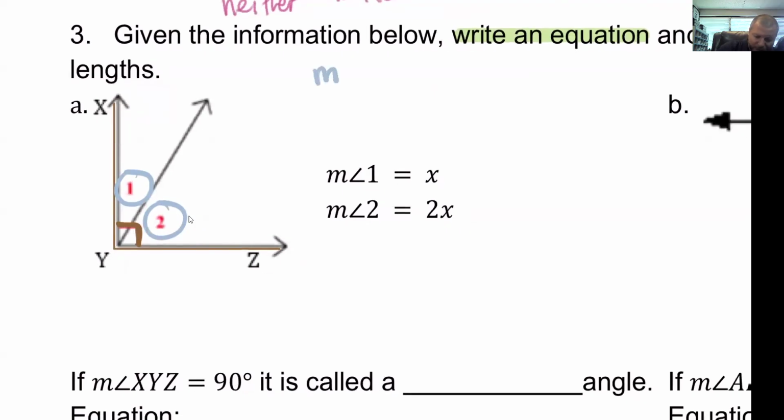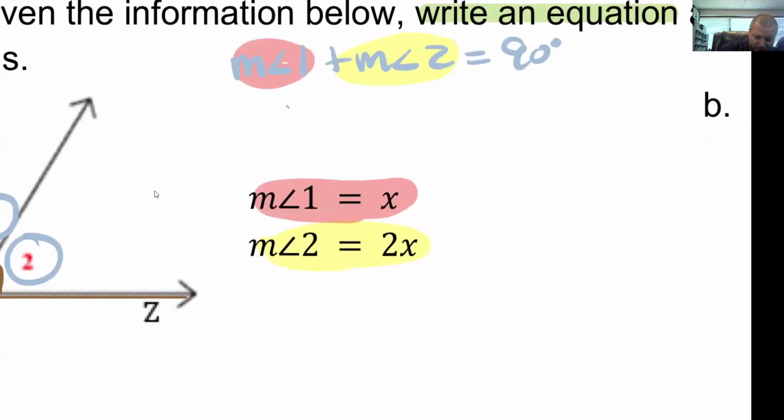So if we're being really technical, we could say that the measure of angle 1 plus the measure of angle 2 should be 90 degrees. This little m just means the measurement of, or it's the total number of degrees that are contained in angle 1. Well, then what do we know? We know that the measure of angle 1, we're told, is x, and we're told that the measure of angle 2 is equal to 2x. So let's throw those pieces of information in. x plus 2x is equal to 90.